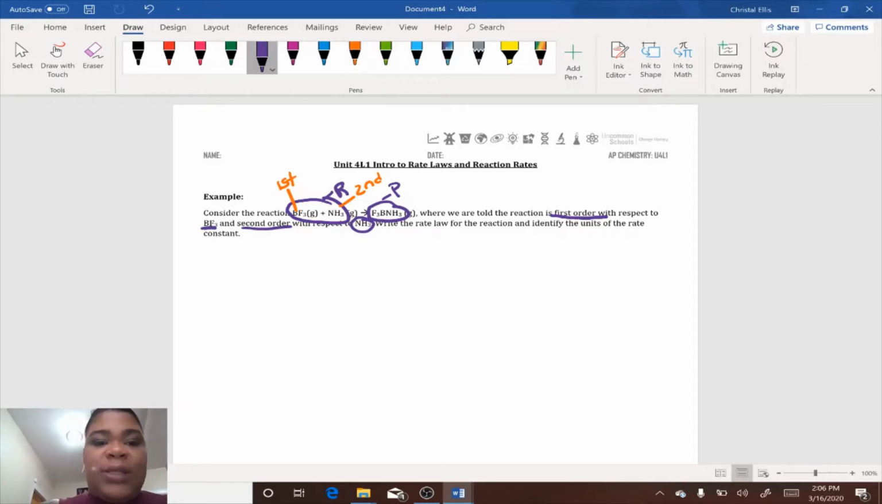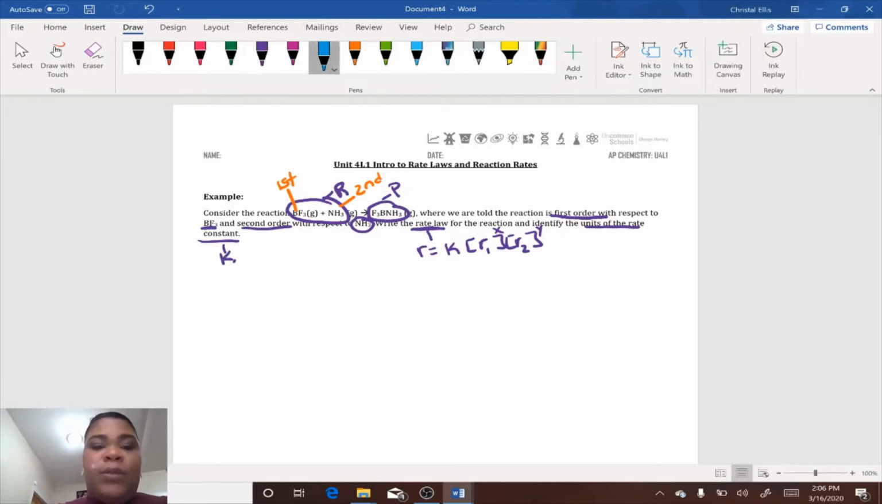The question asks us to write the rate law. And we know the skeletal for rate law: R is equal to rate constant K times the concentration of your reactants to some order or exponent. So write the rate law and then identify the units of the rate constant K.